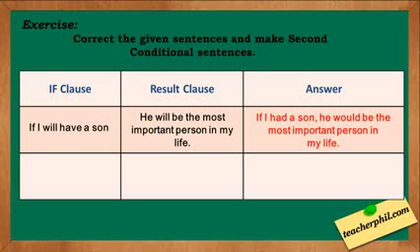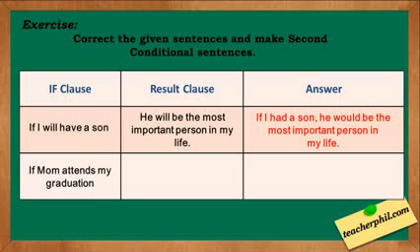If you've noticed, the if clause is in the future simple. We need to change it into simple past: if I had a son. The result clause used will as its auxiliary verb, but this is second conditional, so we need to use would. He would be the most important person in my life.